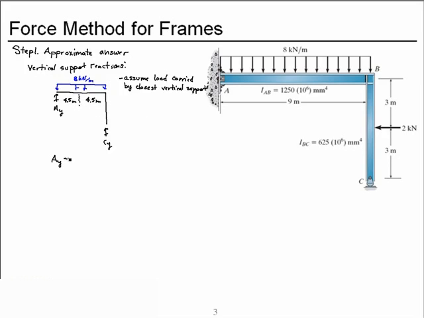So AY is approximately 8 kilonewtons per meter times 4.5 meters, 36 kilonewtons acting up. CY is approximately 8 kilonewtons per meter, 4.5 meters, 36 kilonewtons acting up. Now the moment support reaction.